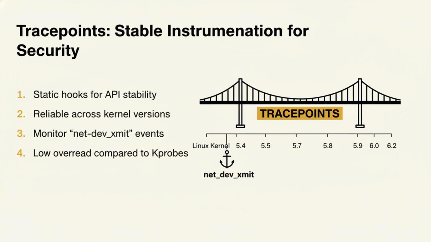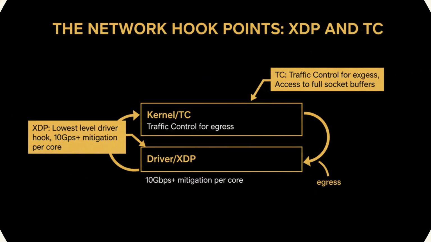We use them to monitor system calls, network events, and process lifecycles. By attaching our eBPF programs to tracepoints like netdev-xmit, we get reliable, high-fidelity data about every packet leaving the system, without the instability of dynamic instrumentation. Where you hook into the network stack determines your capability.